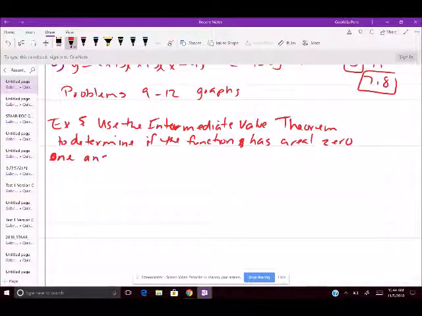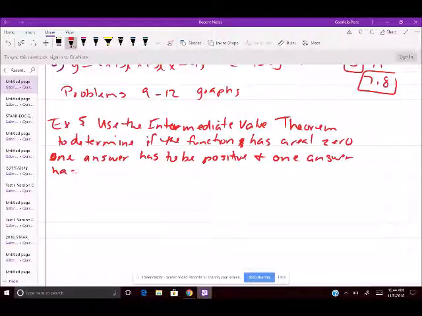One answer has to be positive, and one answer has to be negative. It sounds more complicated than what it is. And all that writing, to me, ugh. But right now when we do the problem, you're going to see it's not as bad as it sounds. So they're going to give you a function.